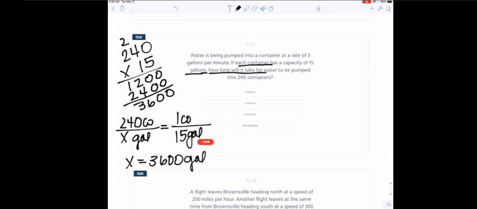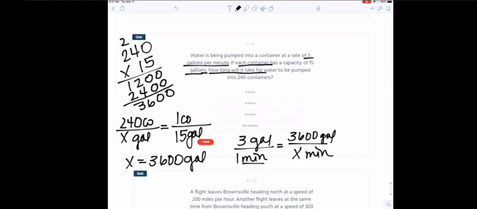Now, we want to know the time. So now we're going to use our 3 gallons per minute, okay? So we have 3 gallons for every 1 minute. And we need to fill 3,600 gallons in X number of minutes. Why do I put minutes? Because this is minutes, so this has to be minutes. Remember, their units have to be the same, okay? So let's cross multiply. 3x is equal to 3,600, which means now I have to divide by 3.